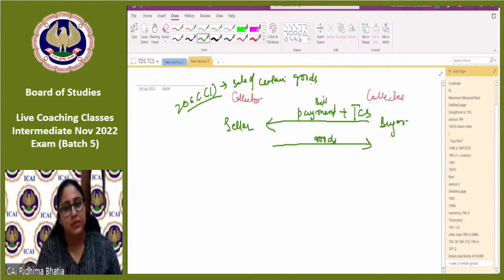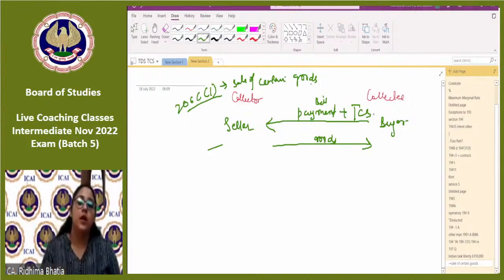बिल का पेमेंट के साथ, बिल का पेमेंट भी व्हाट गुड्स का अमाउंट प्लस जीएसटी का अमाउंट, उसके ऊपर ही विल कलेक्ट टीसीएस. So buyer is paying additional from his pocket to the seller. Just like seller यहाँ पे टीसीएस कलेक्ट करके, it is his responsibility to deposit it to the government.